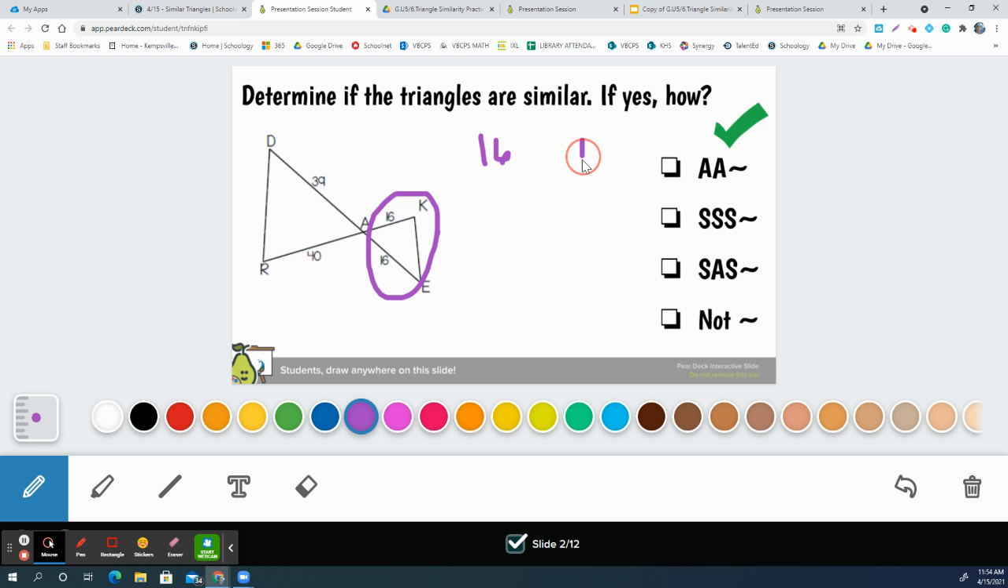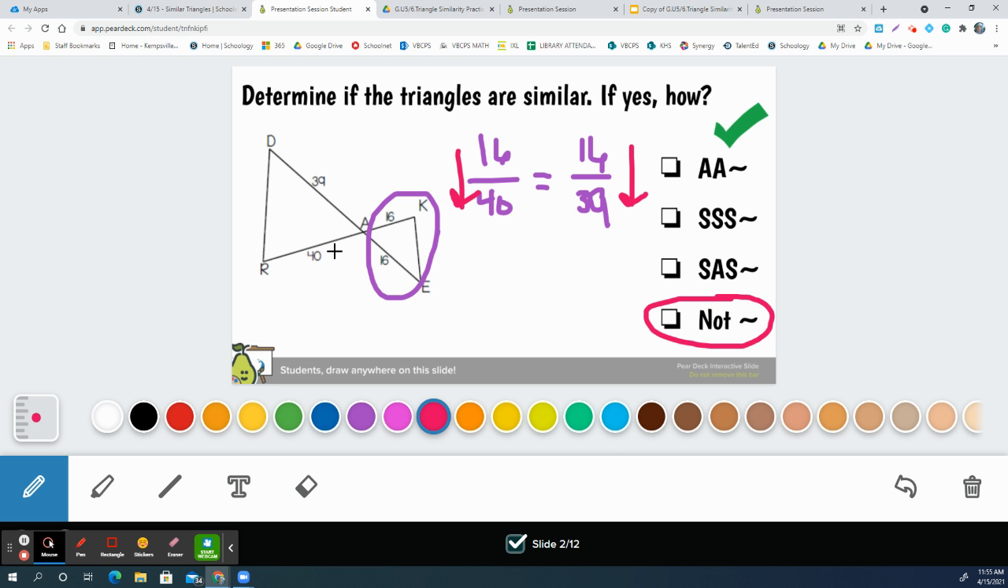So we do 16 and 16, right? And then Kaylani is telling me 40 over 16. So I'm not sure which 16 goes with the 40, but it doesn't really matter because they're the same. Is 16 over 40 the same as 16 over 39? Are those the same fraction? Do they equal each other? They do not. You can find the decimal equivalent by dividing them if you want, but they're not the same. So this is going to be not similar.